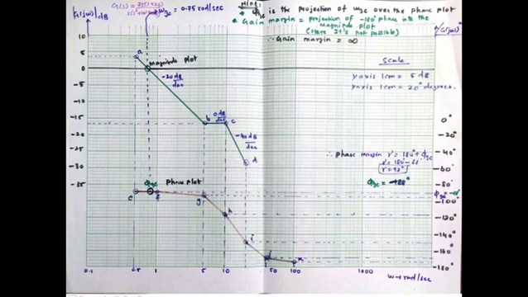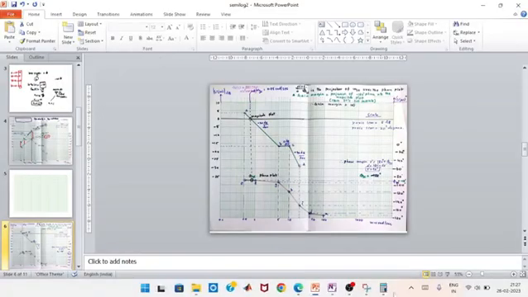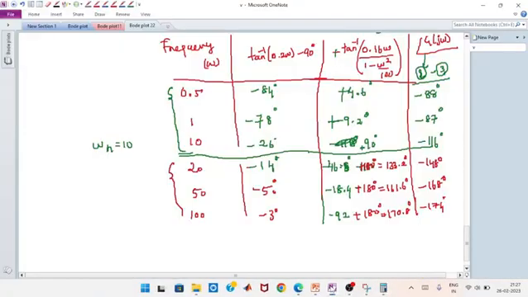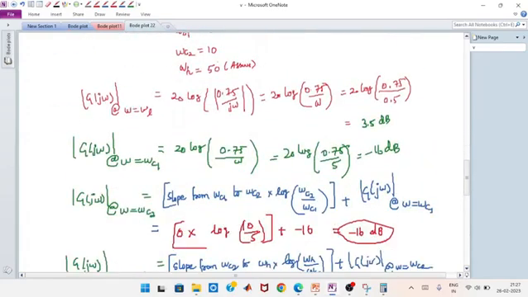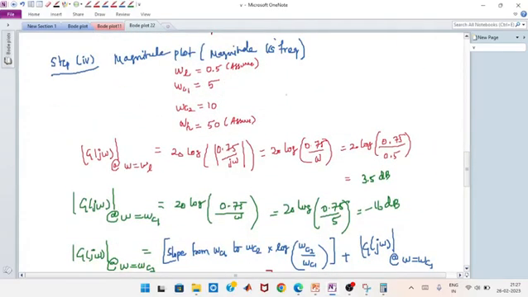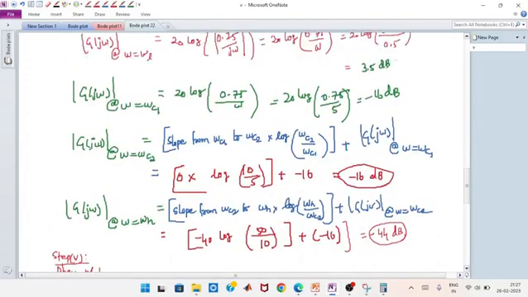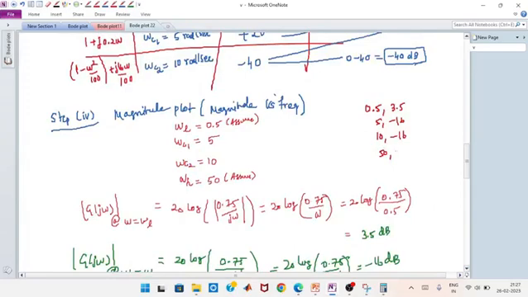So what is the first value? Let me go down and I'll tell you what the first value is. Here we have the values. 0.5, the value is 3.5. For 5, the value is minus 16. For 10 also, the value is minus 16. For 50, the value is minus 44. So these are all the values.